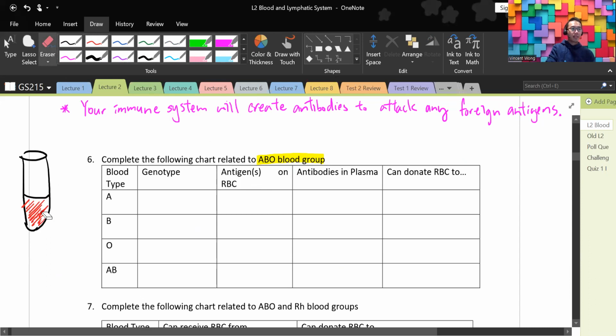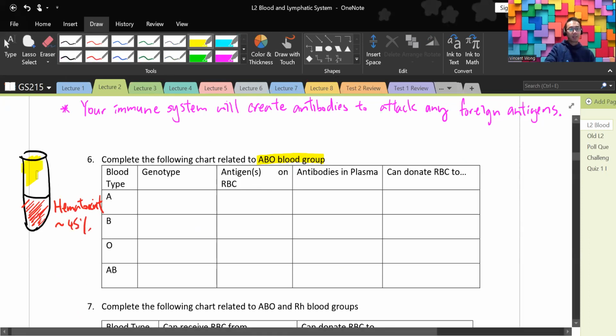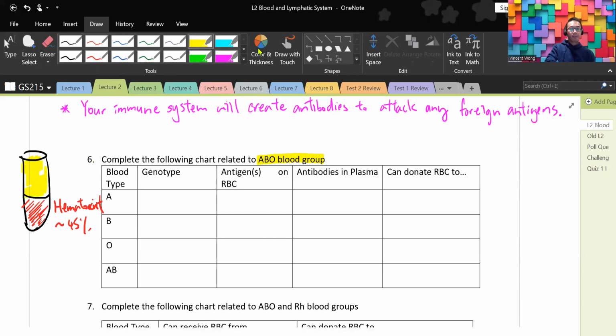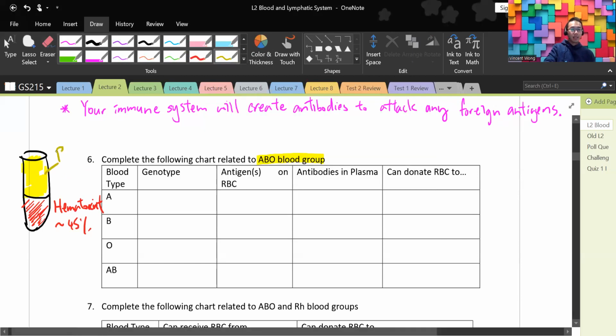Yeah, that's where the RBCs are, right? The hematocrit, right? We call it the hematocrit. And that makes up approximately 45% of your total blood volume. What about the stuff here at the top, the yellowish clear stuff? Yep, that would be the plasma.